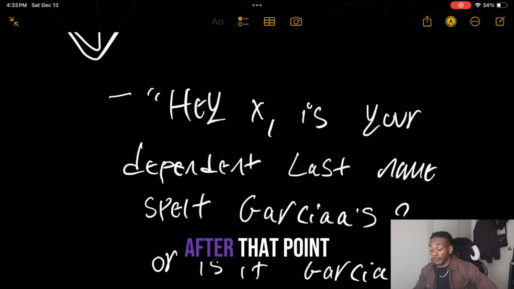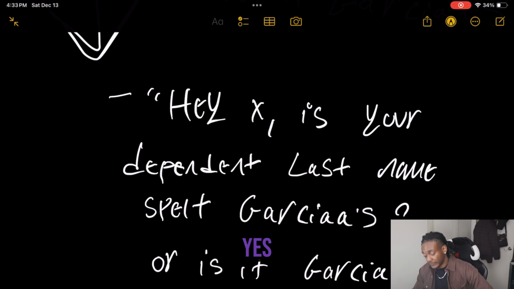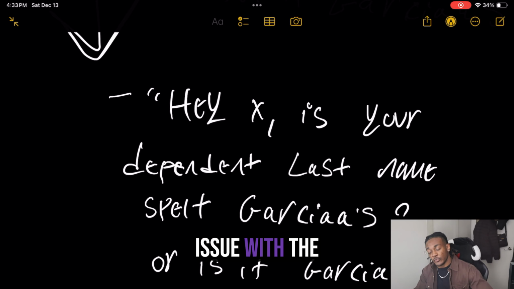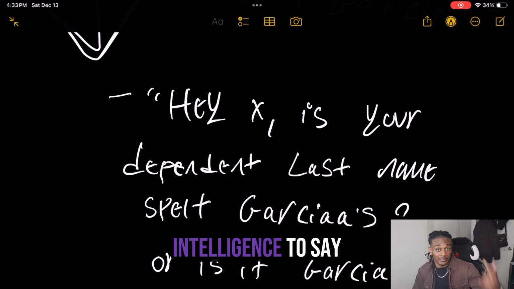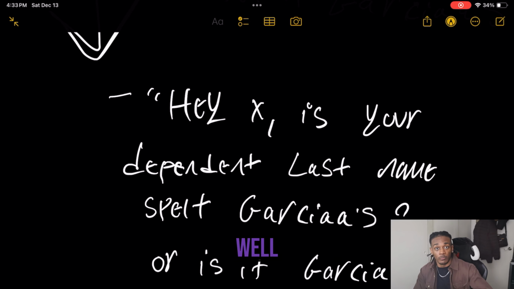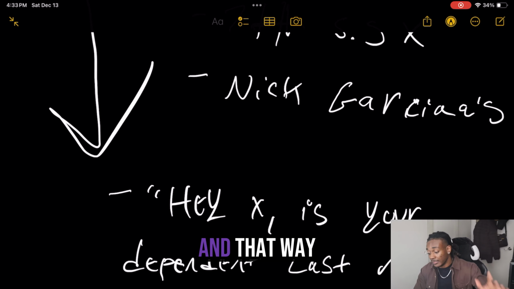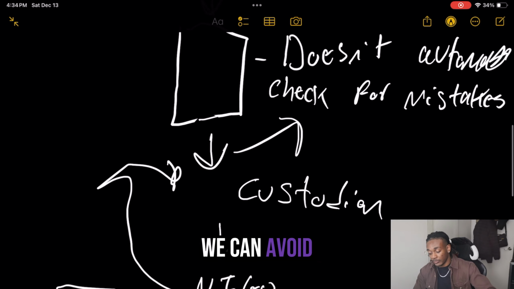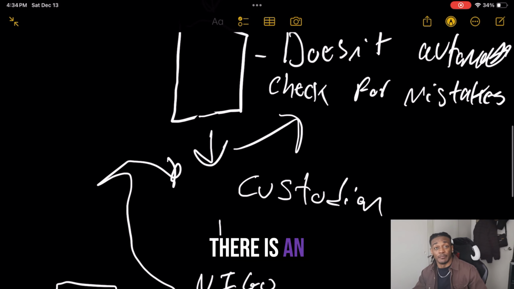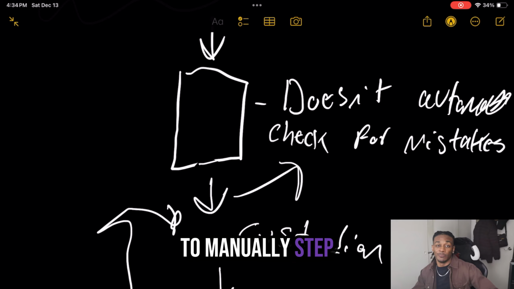And then if there's still an issue with the form itself, your backend catches it and has enough intelligence to say, okay, well, this is incorrect. Let's send it back to them before it even gets to the custodian. And that way we can avoid the NIGO. And even if there is an issue, you won't have to manually step in and do it.